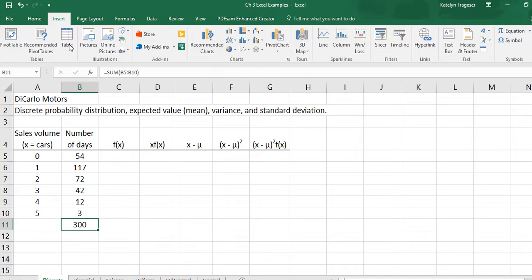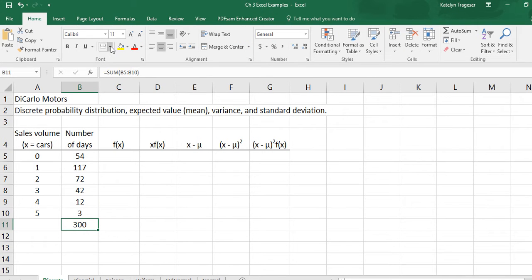So let's go ahead and insert a line here so that we can depict that that is the sum of the column. If you like, you may put total over here.